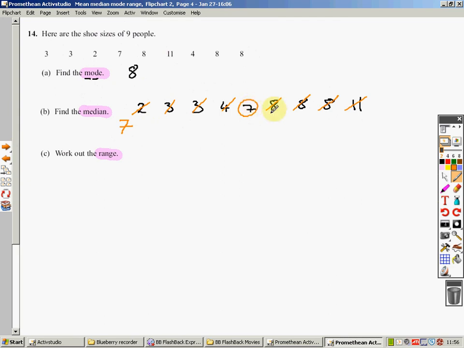Okay, work out the range. Again, this is going to be the highest, subtract the lowest. Now, because I've already worked out the median, it's very quick to do. It's going to be 11, subtract 2, which equals 9. Hope that question was fairly straightforward.